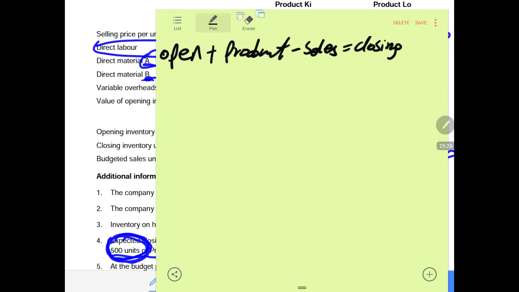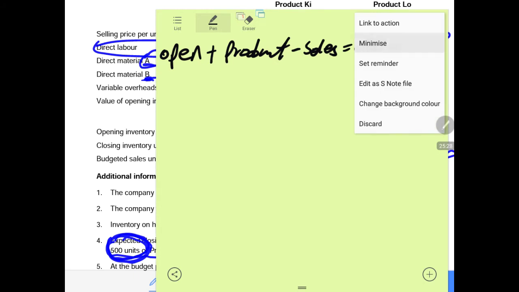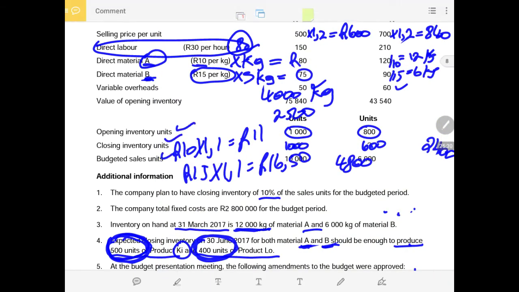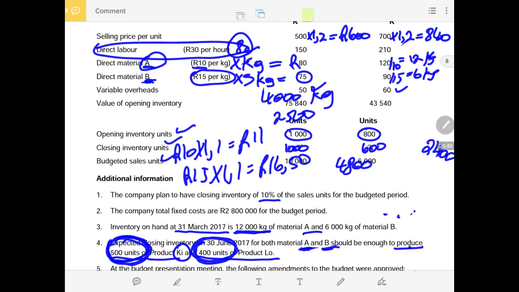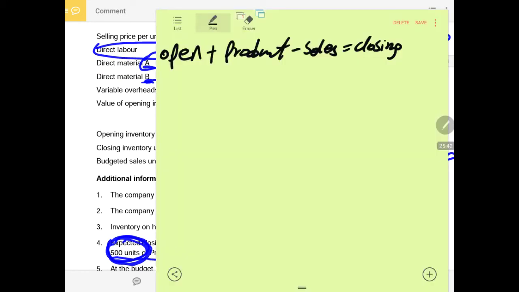Remember, we are focusing on the opening units. We are on the units that are to be completed, not the inventory of raw material, but inventory of the completed units. We start with the first product. Opening of 1,000. Production, we don't know. Sales, we know that our sales are 1,000. Is equal to closing.